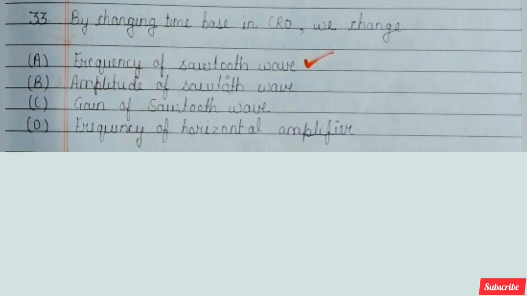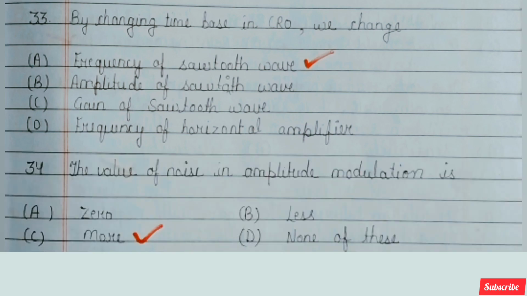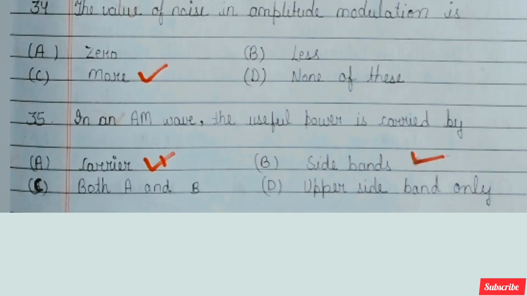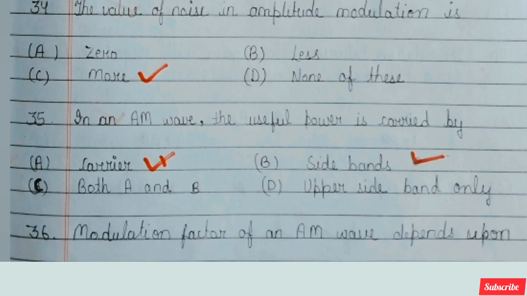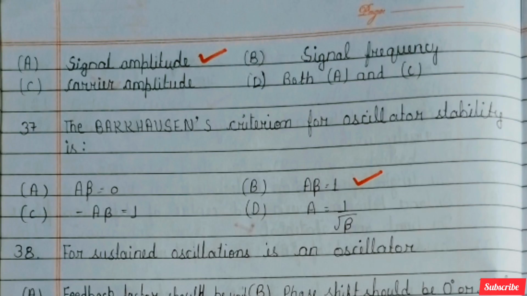Next question है, by changing time base in CRO we change? Option A is right. Frequency of sawtooth wave. Next question है, the value of noise in amplitude modulation is? Option C is right. In an AM wave, the useful power is carried by? Option B is right. Modulation factor of an AM wave depends upon? Option A is right.